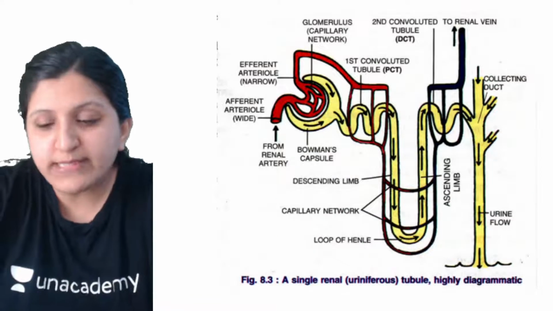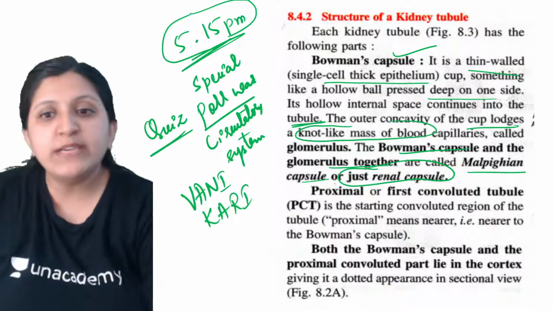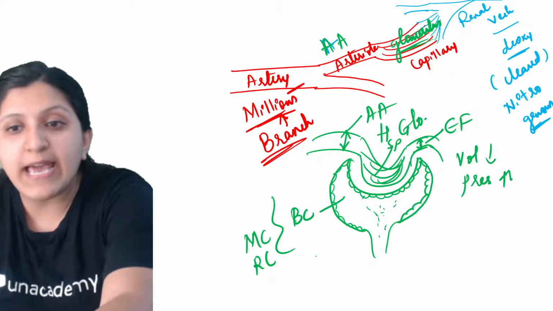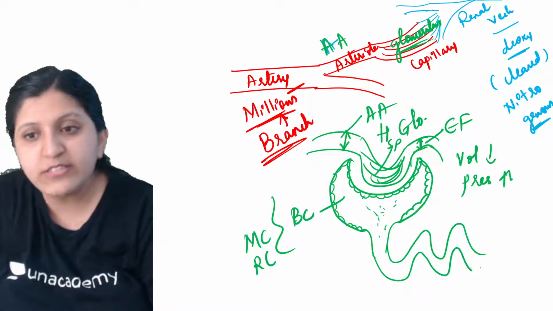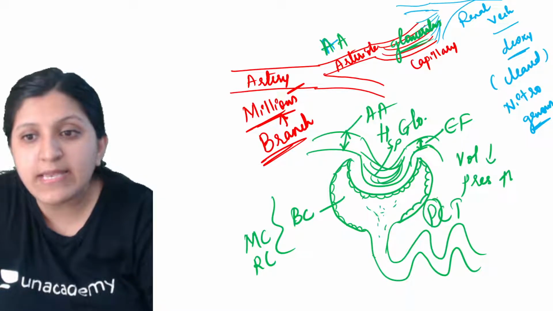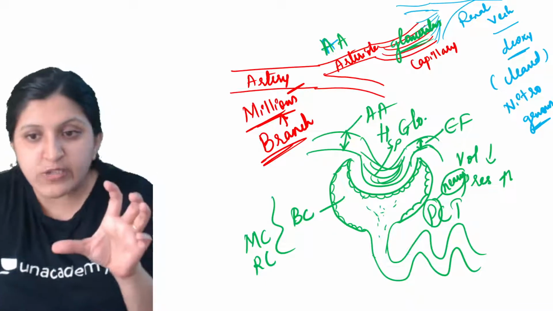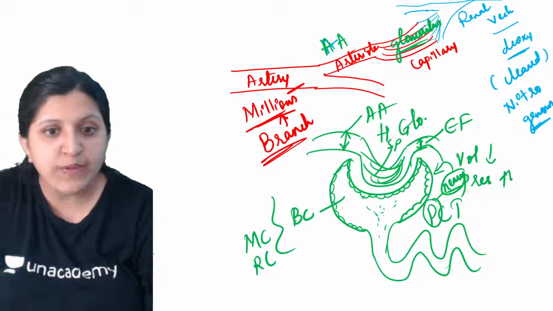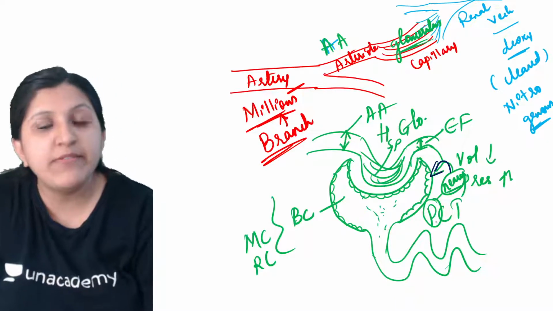Yes, I was saying about this, which we discussed already. The proximal convoluted tubule is basically the starting convoluted region of the tubule itself. Why do we call it a proximal convoluted tubule? Proximal means nearer, so PCT. What is nearer here? This convoluted tubule is nearer to Bowman's capsule. Since it is nearer to the Bowman's capsule, that is why the name PCT is given.